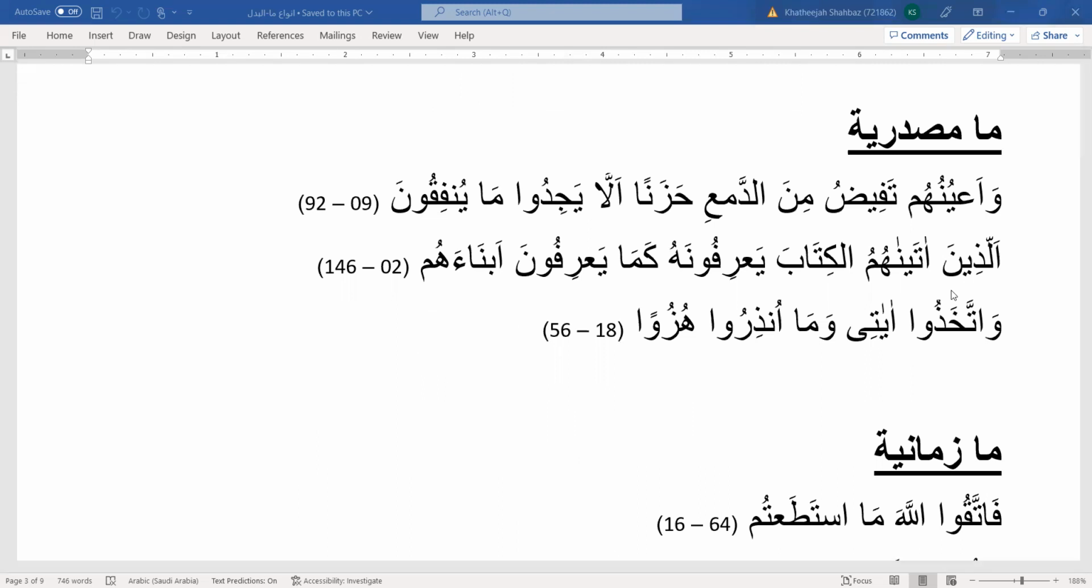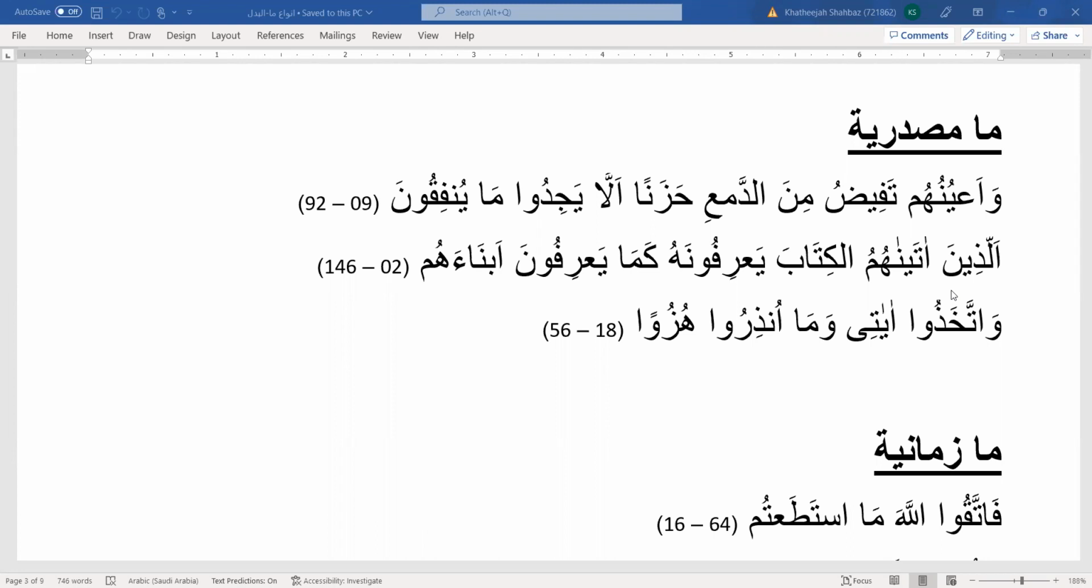Next is ma masdariya. We know what a masdar is. A masdar is a noun, right? In our tasrif, the last word we say is a masdar, like fataha yaftahu fathan. The fathan, fath, is the masdar. So ma masdariya means a ma which is used to convert a verb into a masdar.